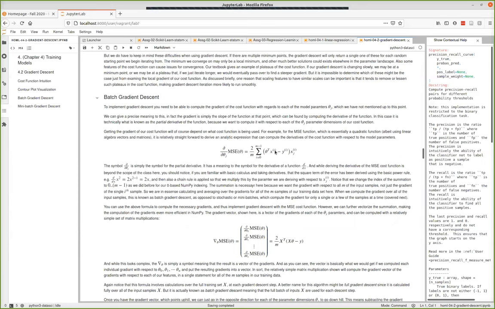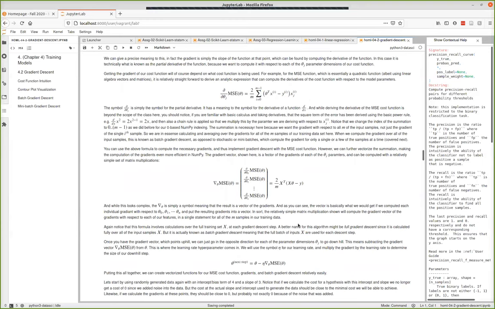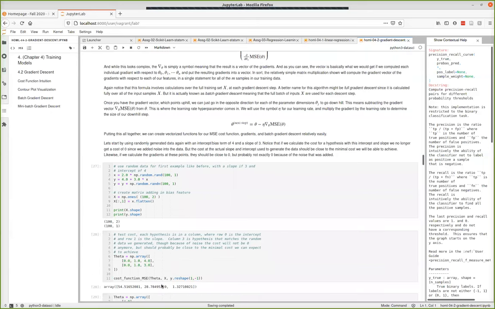But from this expression, you could completely implement a gradient descent algorithm, because this gives you the derivatives. Once you have those, you can use that with the learning rate to take small steps in the correct direction for each of your parameters, and then follow the gradients down to the optimal set of your parameters here.